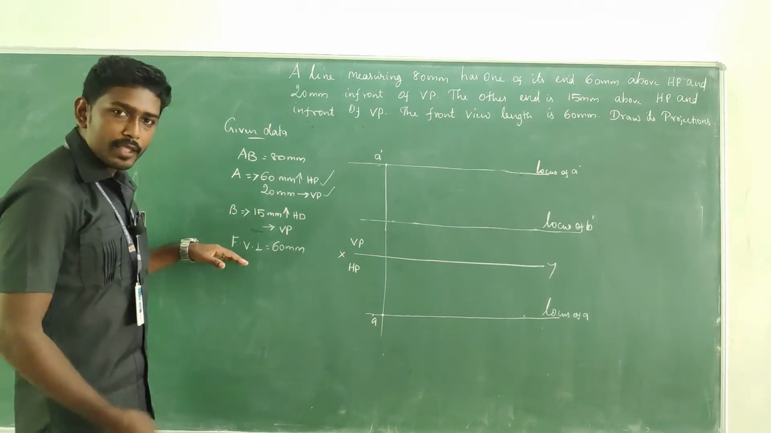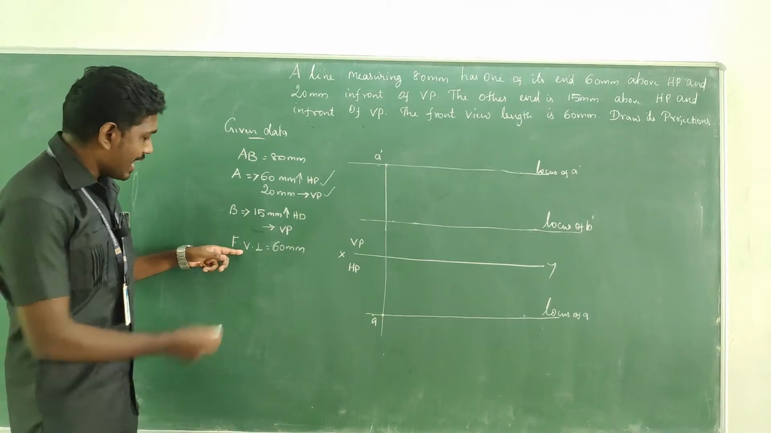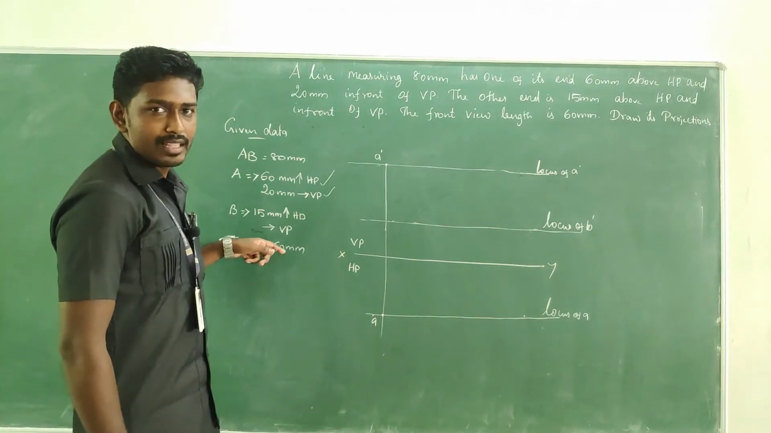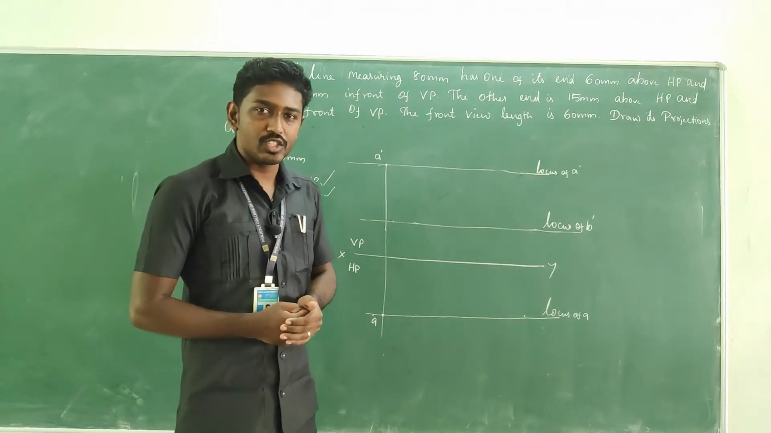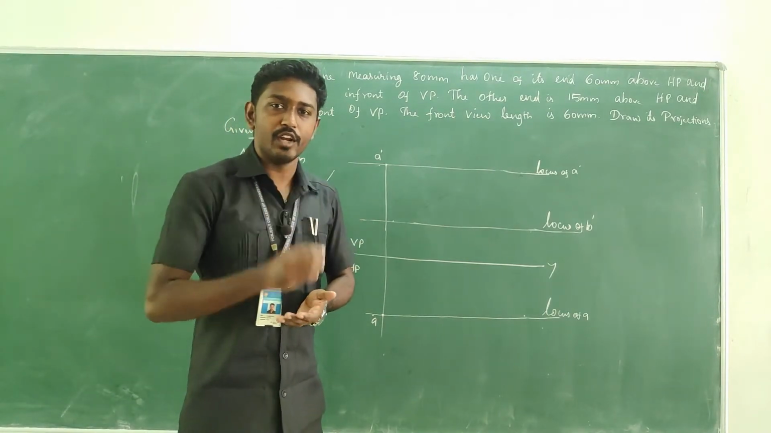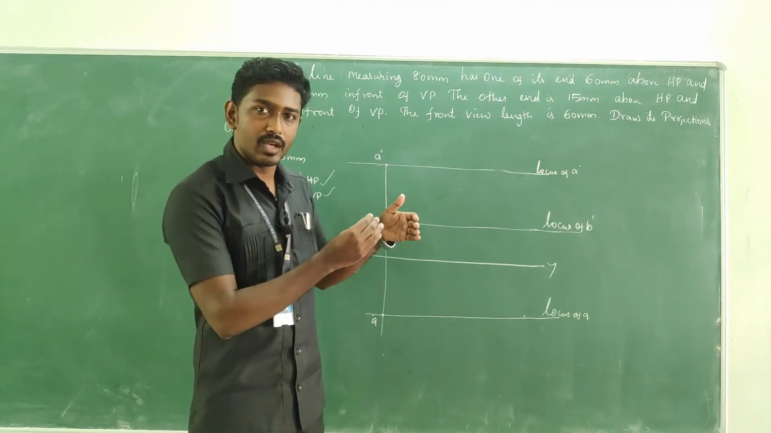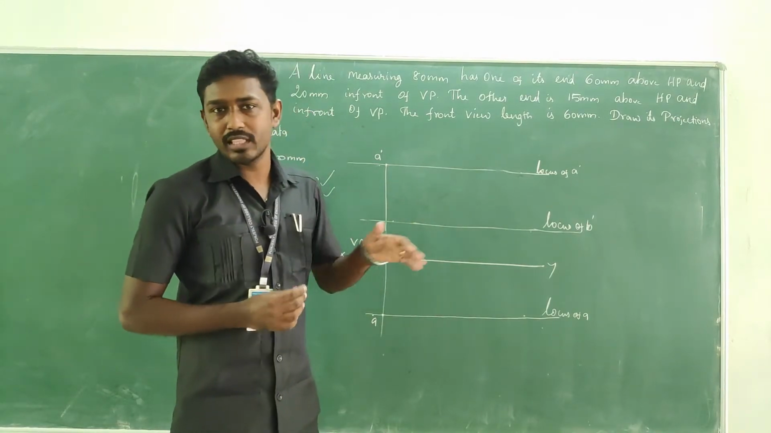Okay, let it be. So next, one more data we have, front view length. It's mentioned as 60 mm. Think about the nomenclature which we have given in the introduction part, especially in the projection of a line inclined to both the planes.